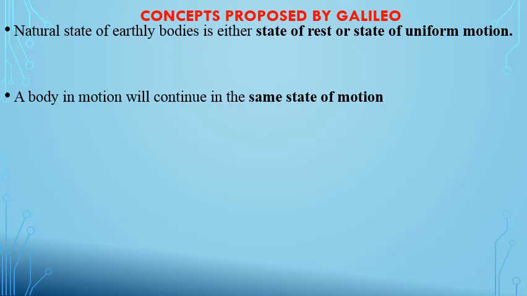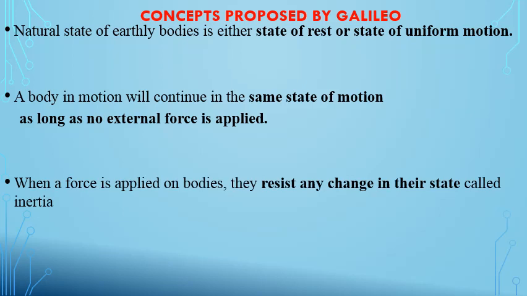Second concept: if a body is in motion, it will continue moving if we are not giving any external force. The body keeps moving continuously. That is the second concept. The third concept is that when a force is applied on bodies, they resist any change in their state. If we give a force to an object, that object resists the change in its state. That is called inertia, also called Newton's first law of motion. So that is the third concept.